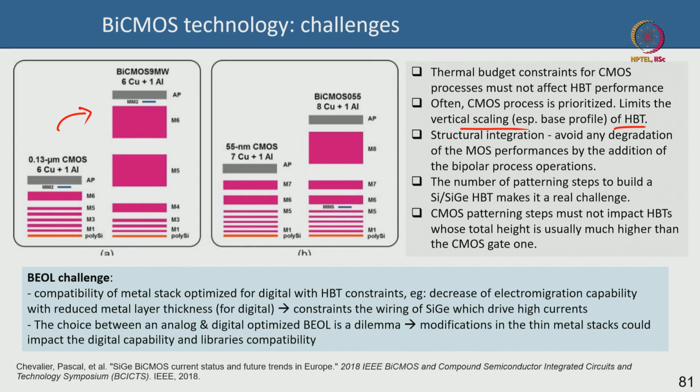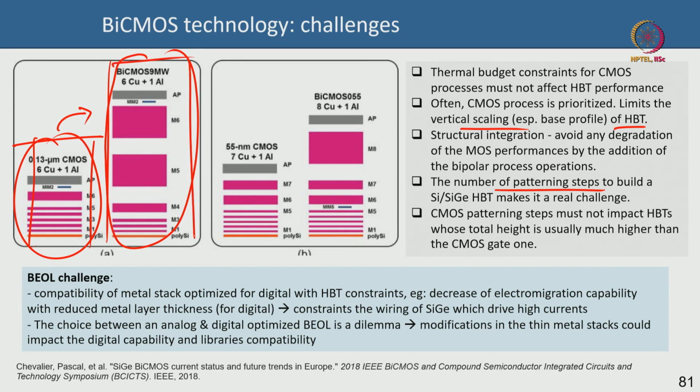Also the number of patterning steps you need to build a silicon germanium HBT can be very challenging. As you can see, the silicon germanium process has much thicker metal because they carry higher current, it's an RF device, whereas the CMOS process, being digital logic, carries lower current densities, so their metals are also thinner. So the overall metal stack in CMOS is thinner than in the BiCMOS. So this metal stack thickness difference is also a headache, it's a pain, and the patterning steps of CMOS should not adversely impact HBTs too much. It impacts some, but that's not a problem, okay. You have to make sure that it does not kill the BiCMOS completely, okay.